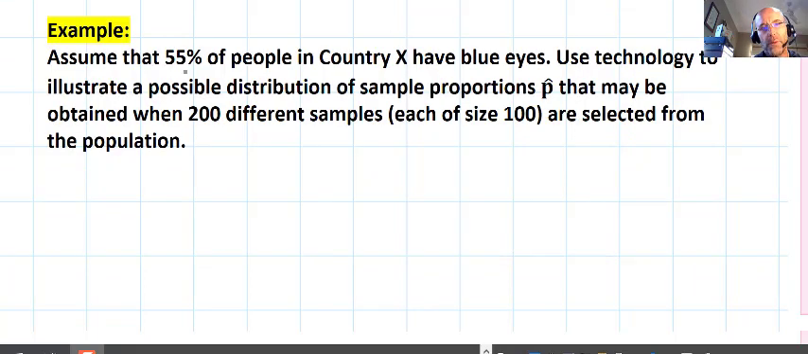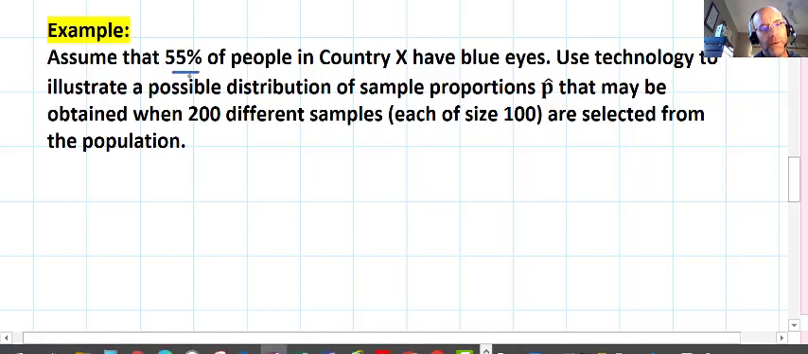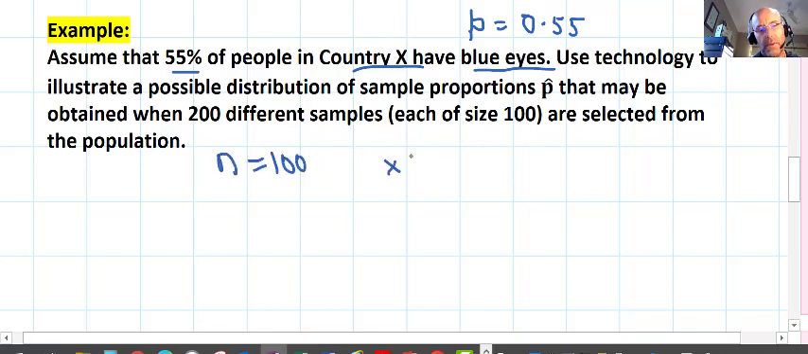Looking at an example, and we're going to use some technology here to facilitate this example. Assume that 55% of people in country X have blue eyes, so that means the population proportion is 0.55. Use technology to illustrate a possible distribution of the sample proportions p hat that may be obtained when 200 different samples, each of size 100, are selected from the population. Okay, and we've got 200 different samples there.